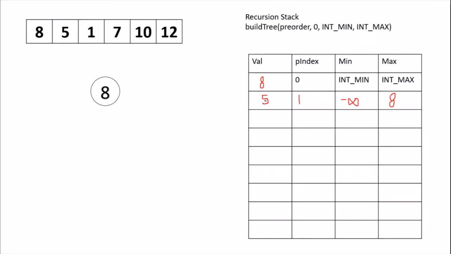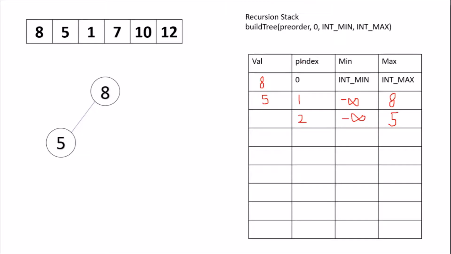So now we check if 5 is in this range. Yes, it is in this range. So we simply build a new node and make it the left child of 8. Now we go into recursion of 5 to its left subtree. Now p index is incremented to 2. Int min will be -infinity and int max will now be 5.